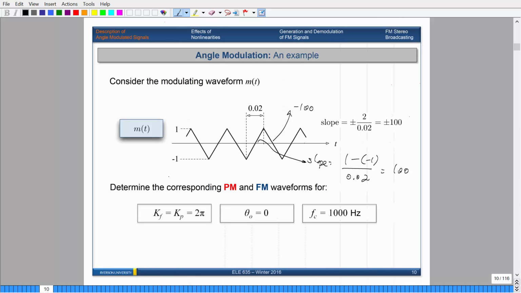So let's assume now that the sensitivity constants are both going to be 2 pi. That way the 2 pi's and the 1/2 pi's will cancel. And then we'll assume that there's no phase offset, which makes things nice, right? You don't have to start at anything. And then the carrier frequency is a kilohertz, so we'll make that a little simple. Okay, so let's actually use this and then use the equations that we talked about to see what the actual phase modulated wave will look like.